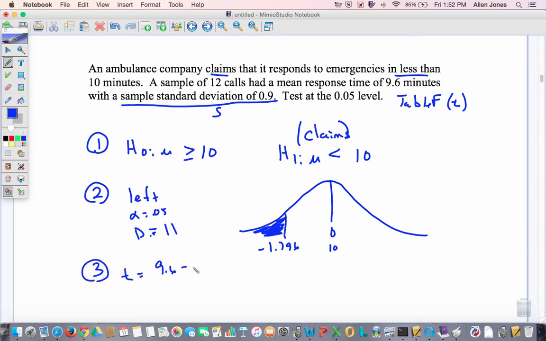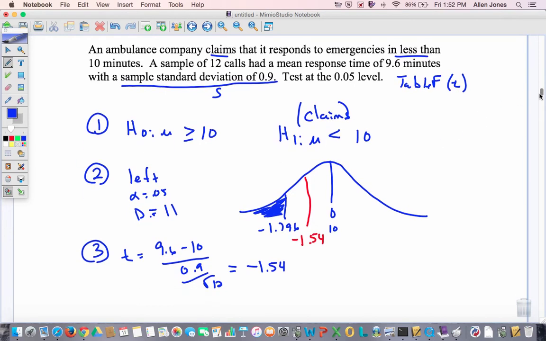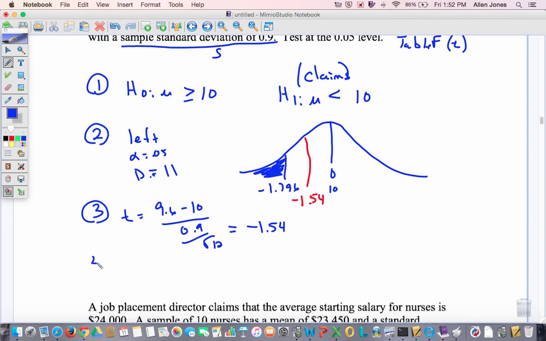We'll move on to calculate our test score. Our sample mean is 9.6. Our population mean is 10. Our standard deviation is 0.9, and the square root of our sample size is 12. If we make that calculation, my test score is negative 1.54. Negative 1.54 lies to the right of negative 1.796. So since we're in the unshaded area this time, that is going to tell us to not reject the null.